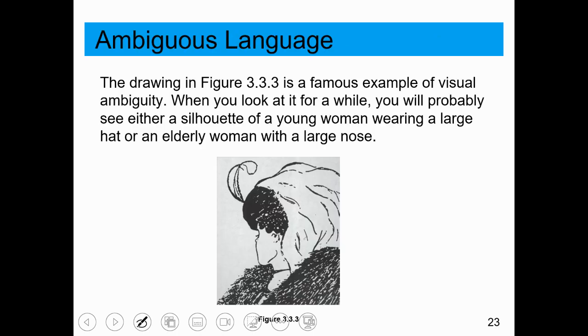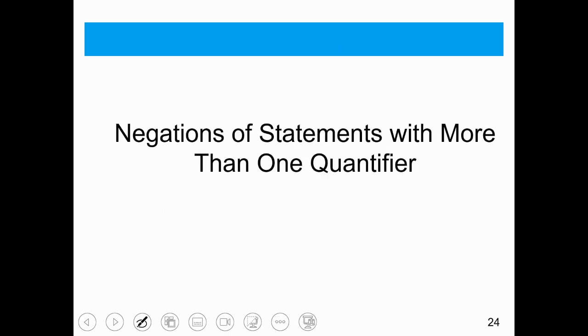Ambiguous language. This is a famous example of visual ambiguity. You've probably seen this before. I've seen it since I was a child. Depending on how you look at it, you either see the silhouette of a young woman wearing a large hat turned away or an elderly woman with a large nose. So we have to be careful with ambiguity in mathematics, is the point.